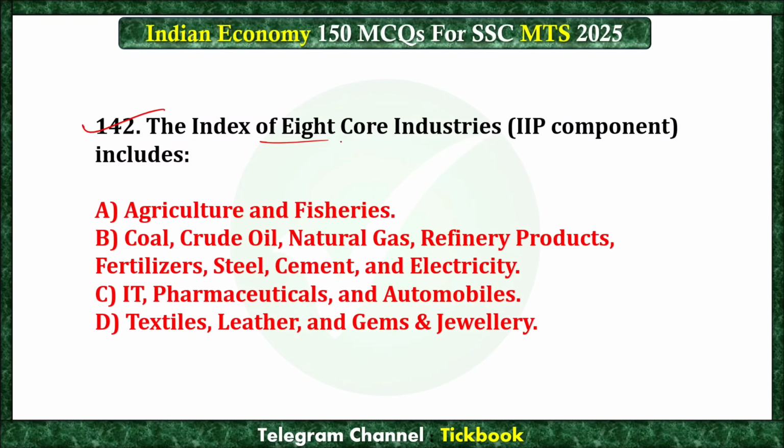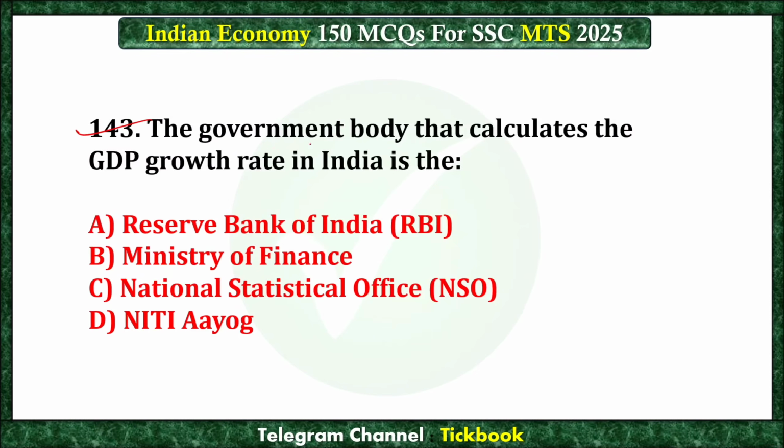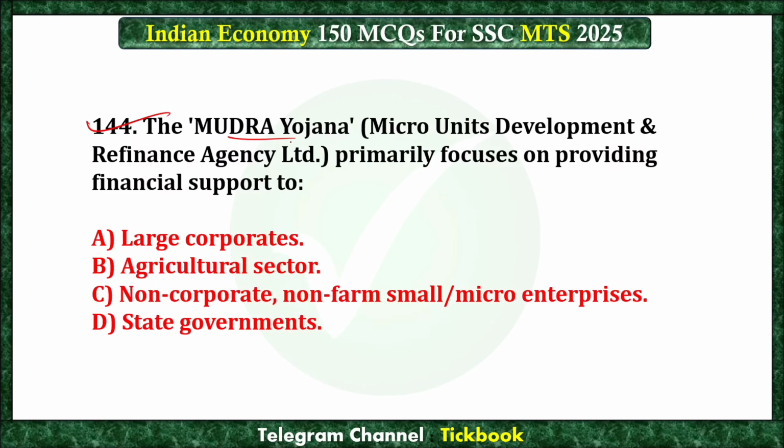And 142, the Index of Eight Core Industries, IIP component includes option number B, coal, crude oil, natural gas, refinery products, fertilizers, steel, cement, and electricity. And 143, the government body that calculates the GDP growth rate in India is the option number C, National Statistical Office. And 144, the Mudra Yojana, Micro Units Development and Refinance Agency Limited, primarily focuses on providing financial support to number C, non-corporate, non-farm small or micro enterprises.